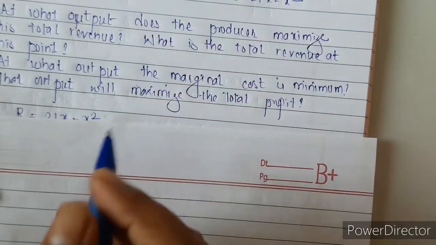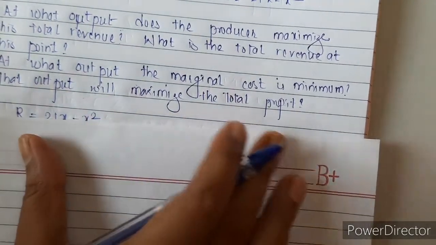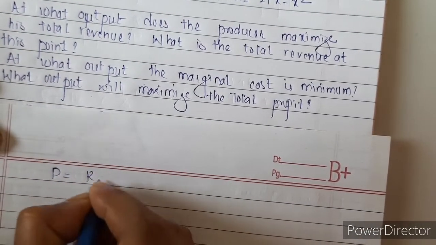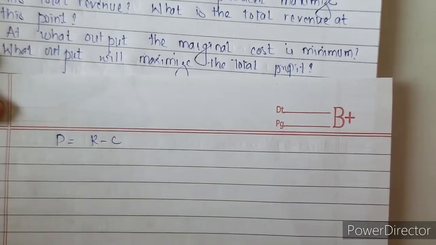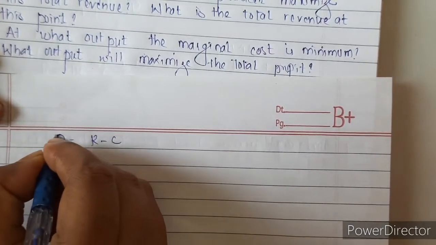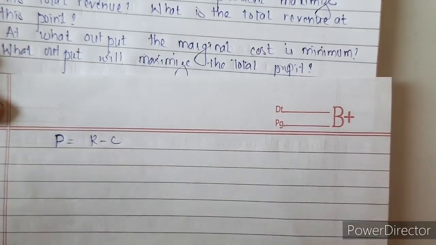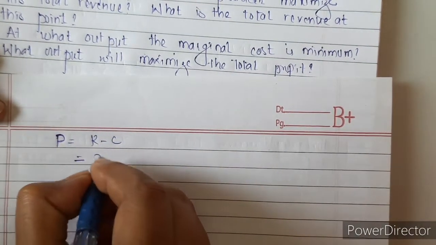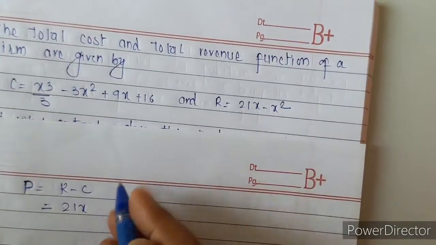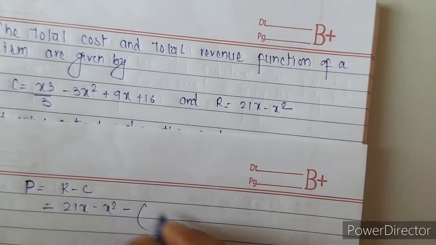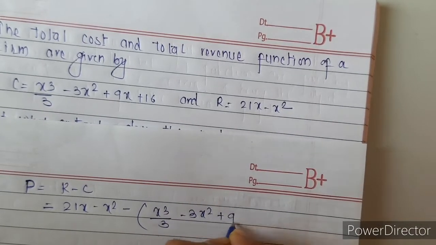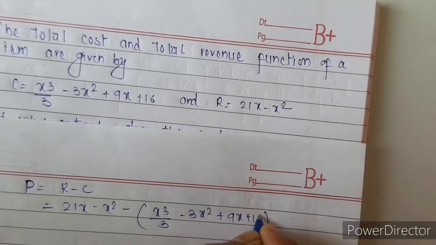So we need to find the output which will maximize the total profit. We know that profit is nothing but revenue minus cost. From the total income, suppose we subtract the cost of the product, what we get is the profit of the firm. So revenue in this case is given as 21x minus x square, minus cost, which is x cube by 3 minus 3x square plus 9x plus 16.